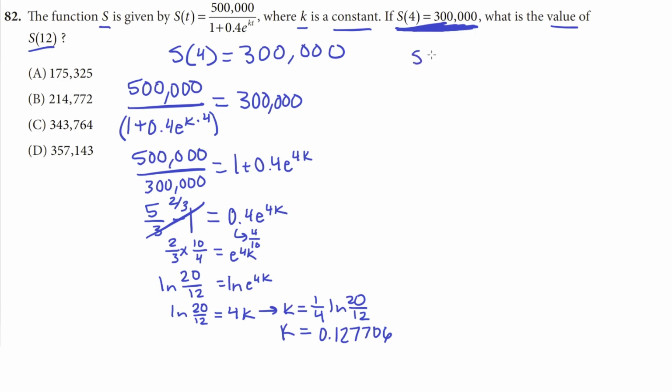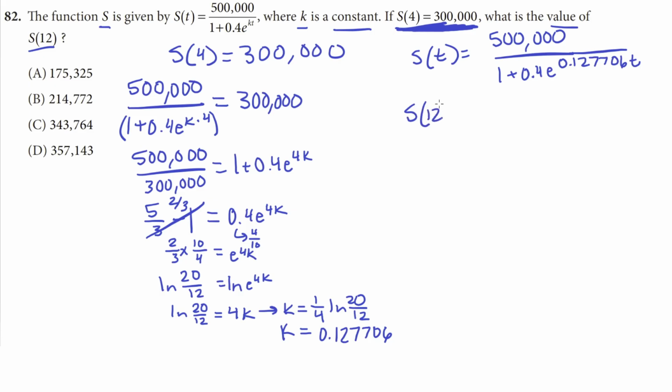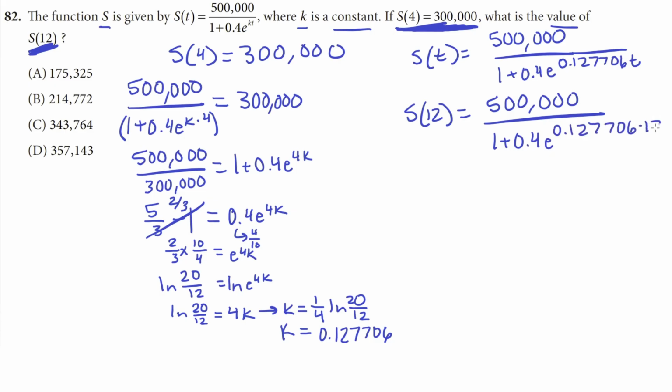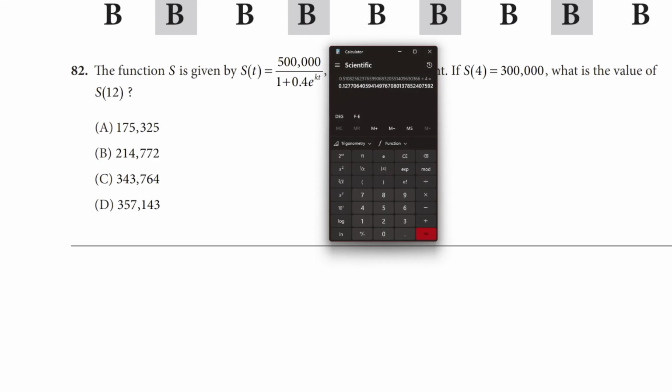So now our completed function is s of t equals 500,000 over 1 plus 0.4 e to the 0.127706t. We just plugged in this value of k into the equation. So to find the value of s of 12 that the question asked us for, we just need to plug in 12 for t. But when we do that, we'll have 500,000 over 1 plus 0.4 e to the 0.127706 times 12. Well, let's put that into our calculator.